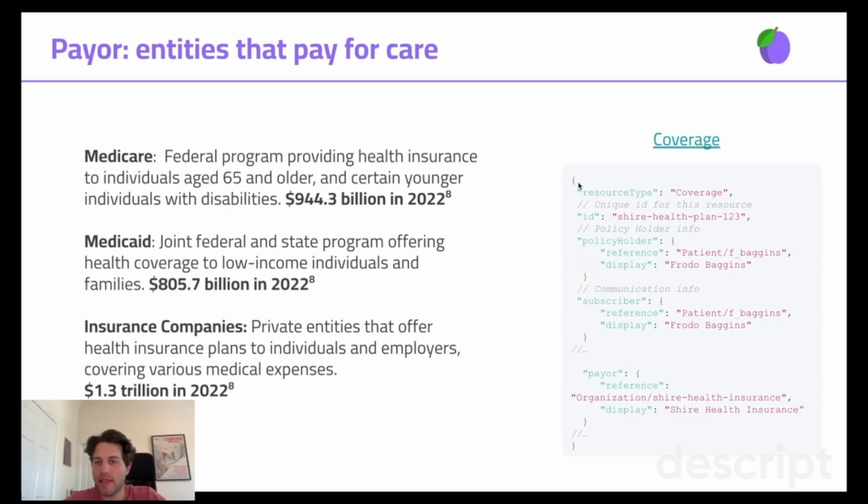Here's how you might represent that in FHIR with a coverage resource. You can see that it references a patient and also references an organization representing the payer.